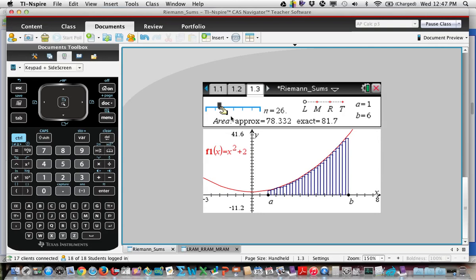In other words, if we take these left rectangles and we keep adding more and more, eventually we could get to the exact area, right? I mean, the limit would be the exact area. We'd be getting closer and closer to the exact area if we could do an infinite number of rectangles. Okay, so that's what we're working on developing.